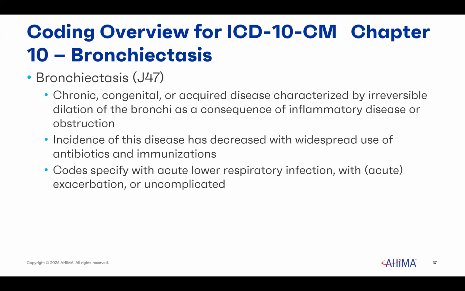Bronchiectasis is a chronic, usually acquired, but can be congenital, condition characterized by dilation of the bronchi as a consequence of some sort of inflammatory disease or obstruction. And the incidence of this has decreased due to widespread use of antibiotics, immunizations. It'll be interesting to see if this continues with the recent anti-vax campaign of our federal government. These codes specify whether it's present with acute lower respiratory infection, acute exacerbation, or if it's just uncomplicated.